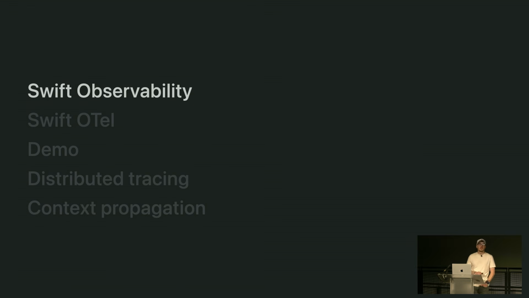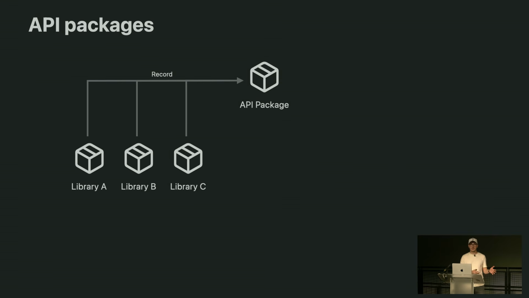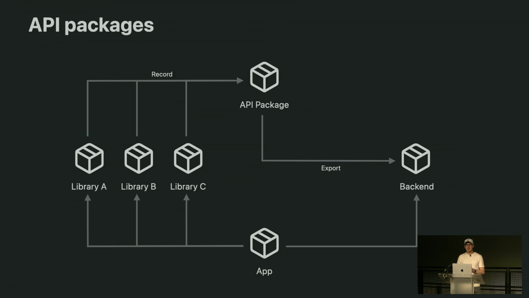But before we look at the Swift observability packages, I want to briefly explain the API package pattern that they use. An API package is one that provides only abstractions and no concrete implementations. For observability, this means decoupling the APIs that are used to record telemetry from those that are used to collect and export telemetry. Any non-trivial backend for exporting telemetry will typically be implemented in a separate package. It's then up to the application developer to tie it all together by depending on both the instrumented libraries and a chosen backend.